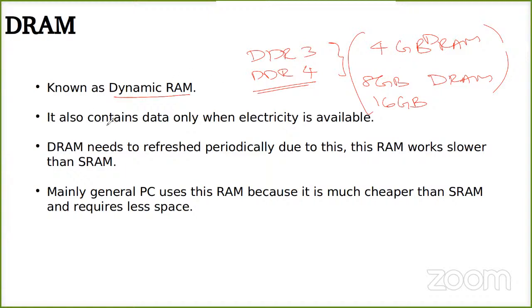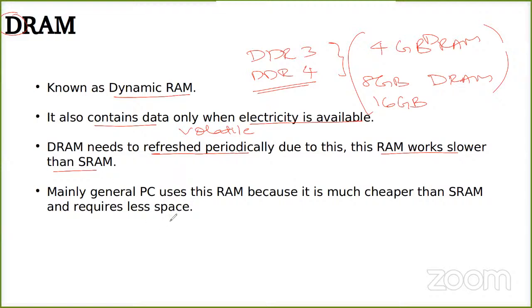So RAM is also volatile. It contains data only when electricity is available. So ये भी volatile है. The difference between this DRAM and SRAM is that DRAM needs to be refreshed periodically. That is, you need to again and again refresh the DRAM so that whatever memory or variable value is there keeps on getting stored inside your DRAM. So it has to be refreshed periodically. That is the reason why this RAM works slower than SRAM.